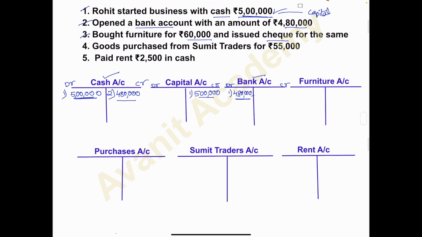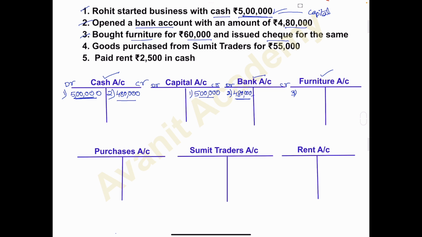Third one: bought furniture for rupees 60,000 and issued a cheque for the same. Furniture is a fixed asset, so we'll prepare the furniture account. What is the rule for assets? Increase in assets is to be debited and decrease in assets is to be credited. So furniture comes into the business. So we'll write here, this is this.